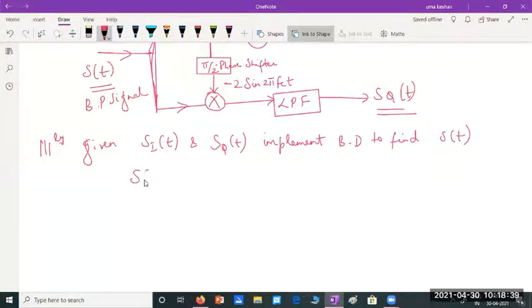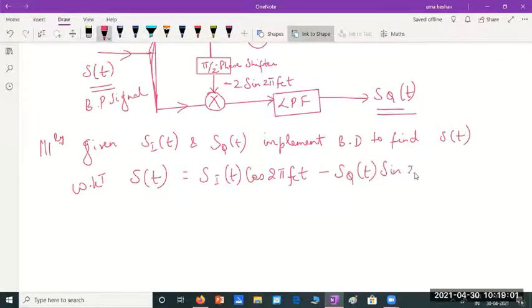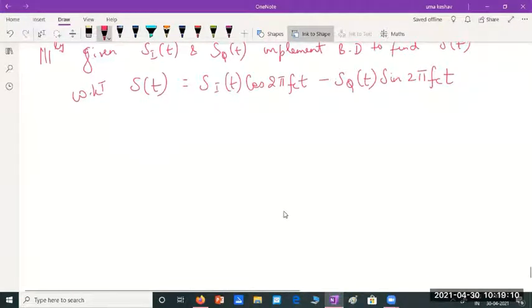Now I'll use this canonical representation. We know that S of t can be written as Si of t cos 2 pi fct minus SQ of t sin 2 pi fct. Is this clear? How would you write this equation in the form of a block diagram? Draw the block diagram for this.